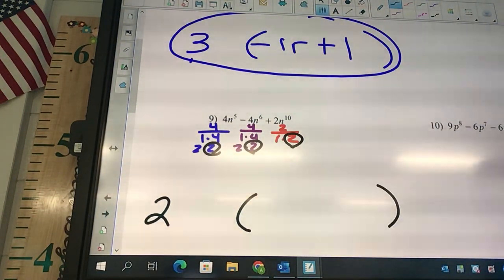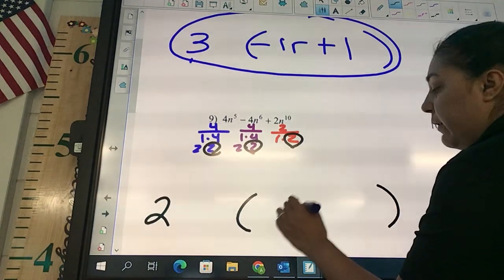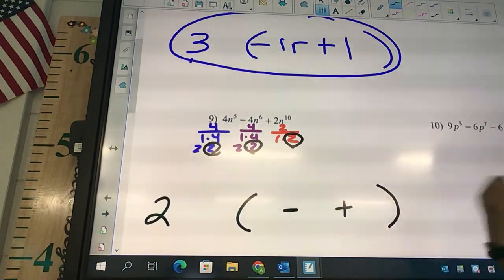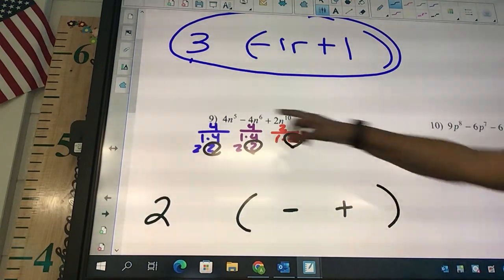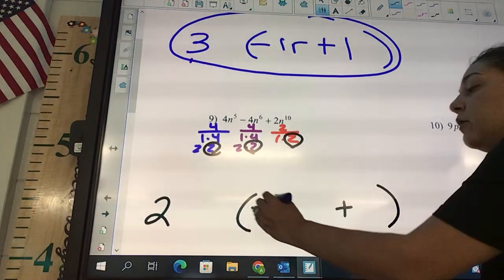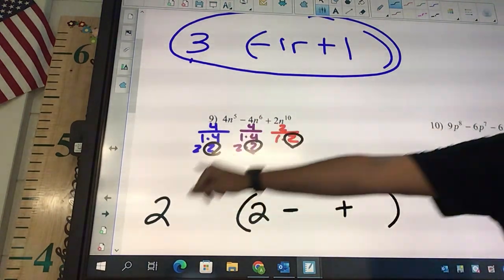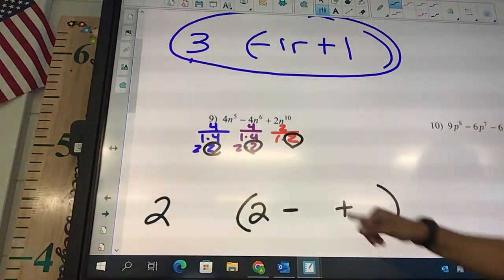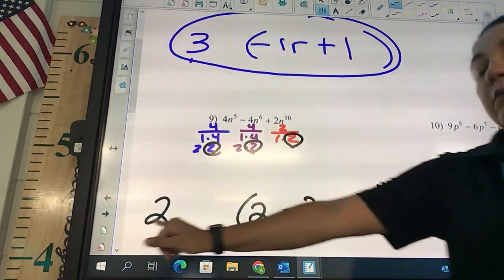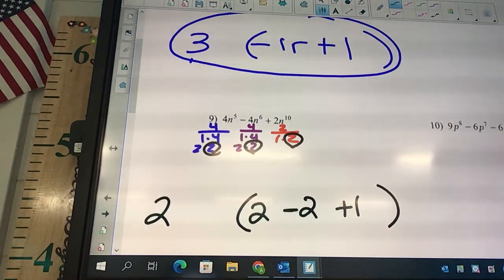Okay, you're going to put your signs back. So you should have like a minus here and a plus here. You got 3 spaces: first slot, second slot, third slot. Okay, 4 divided by 2 is 2. That's going to go in the first slot. 4 divided by 2 is 2. That's going to go in the second slot. 2 divided by 2 is 1. So that's going to go in the third slot.